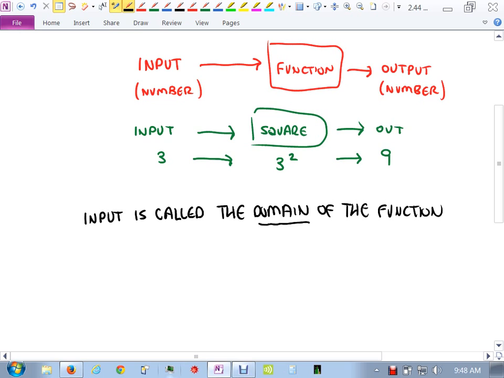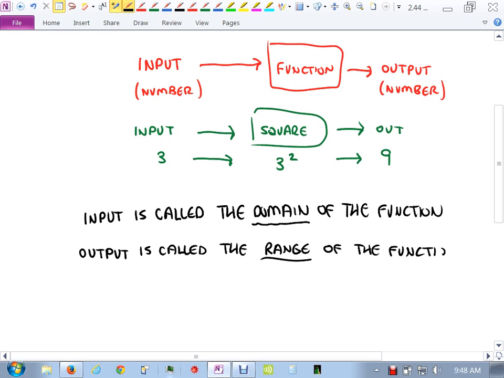Okay, domain. The output is called the range of the function. So input is domain, output is range. So that's just words now, okay?